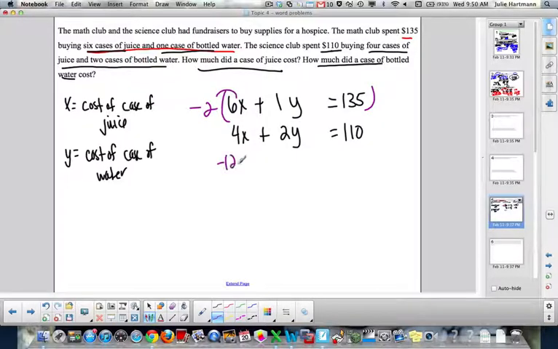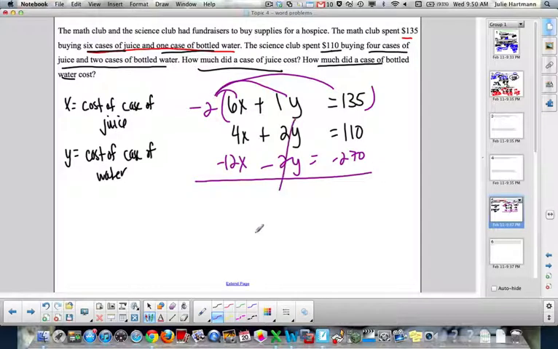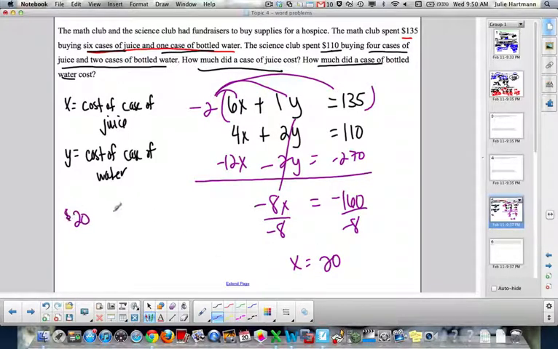That gives me negative 12x minus 2y equals negative 270. When I combine, 2y and negative 2y cancel. 4x and negative 12x is negative 8x. Negative 270 and 110 is negative 160. So when I divide by negative 8, x equals 20. So x is my cost of the case of juice. So $20 for a case of juice.